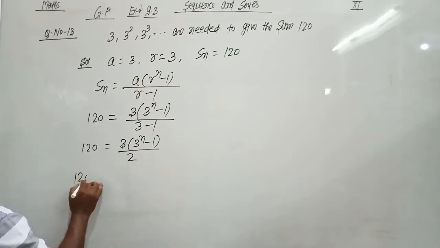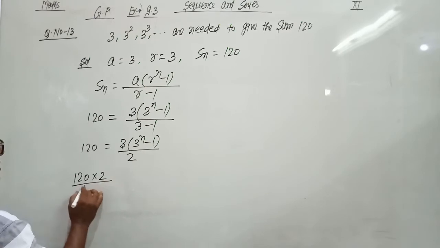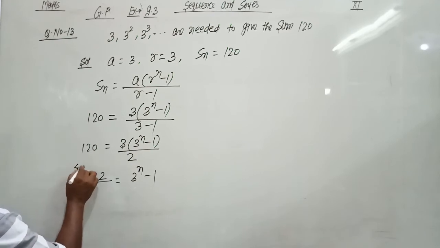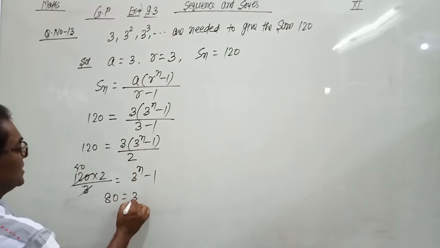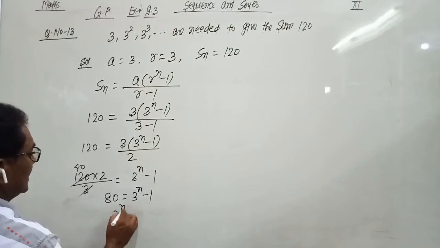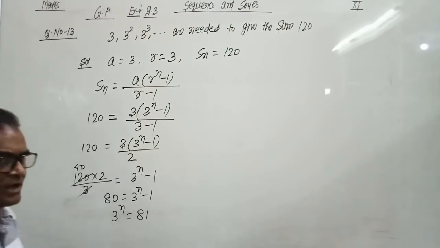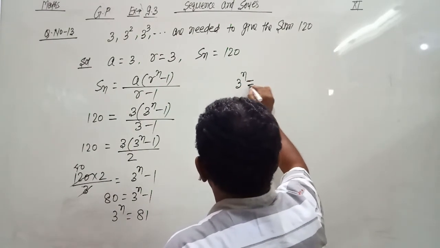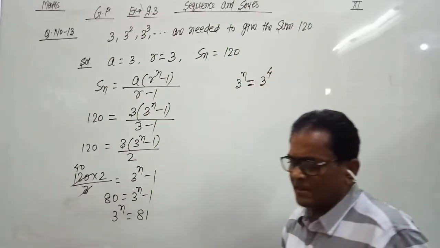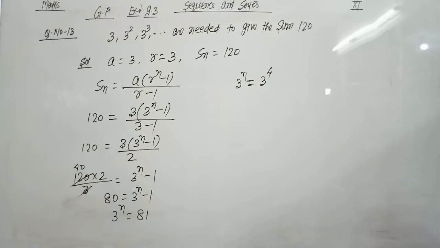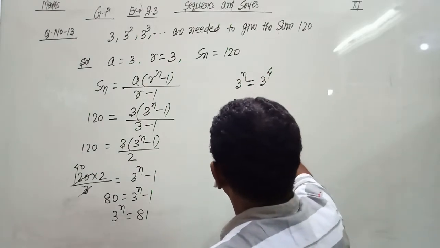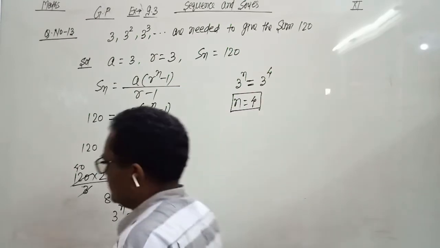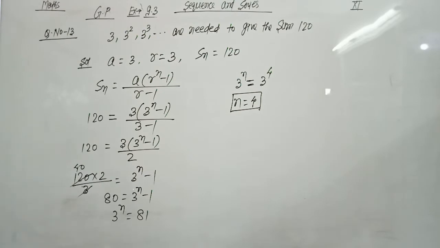By cross multiplication, 120 into 2 upon 3 equals 3 raised to the power n minus 1. That is 80 equals 3 raised to the power n minus 1, so 3 raised to the power n equals 81. And 81 is written as 3 raised to the power 4. So the bases cancel and we find the value of n comes to be 4. So the number of terms will be 4.